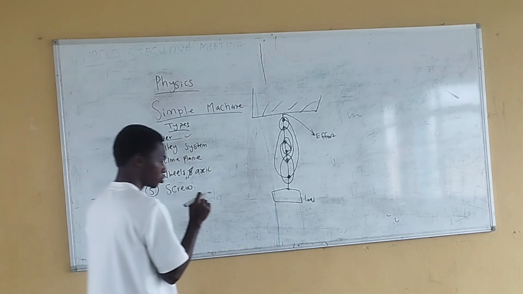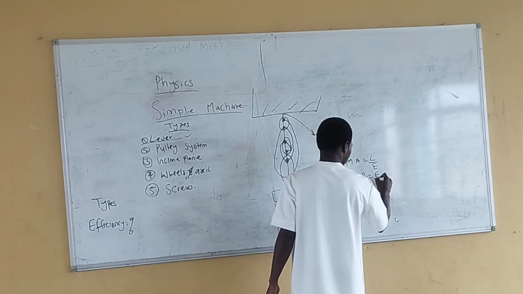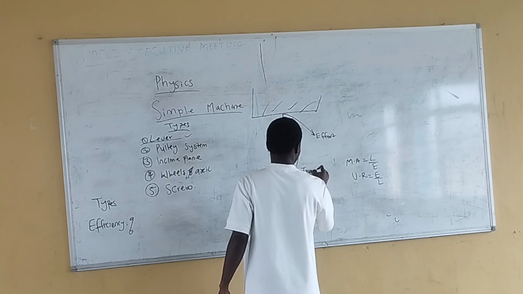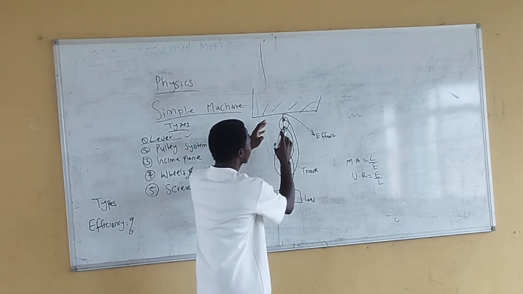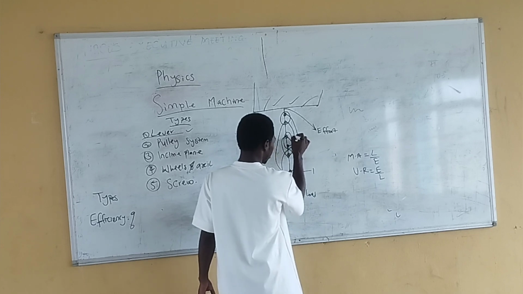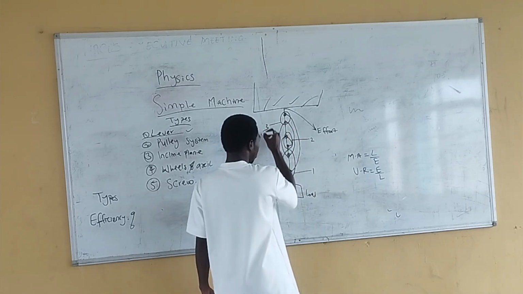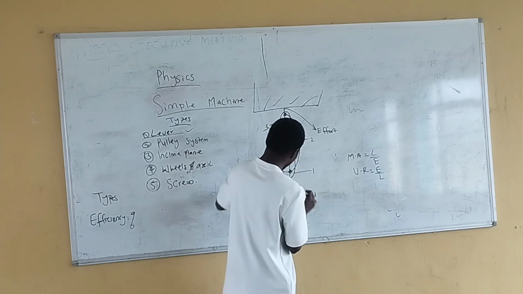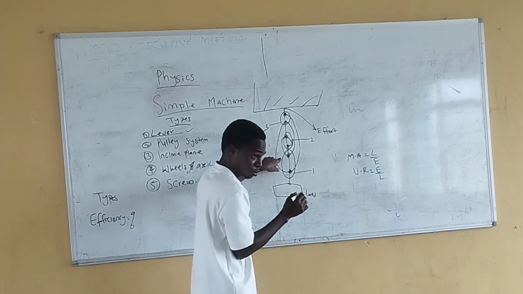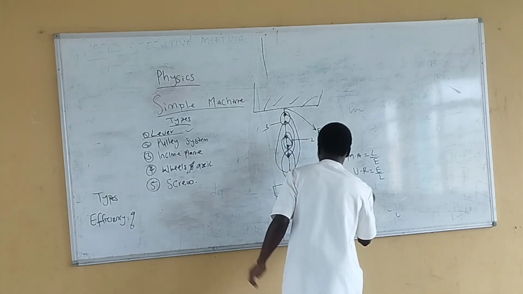Now, there's something you should know. I think you remember MA is equal to load over effort. VR is equal to effort over load. In a pulley system, your VR is just the number of pulleys, the number of circular wheels. Let me count how many is here: 1, 2, 3. Not this smaller circle, this one. But this: 1, 2, 3. You get me? Now for this stuff, the velocity ratio for the pulley system is how many?